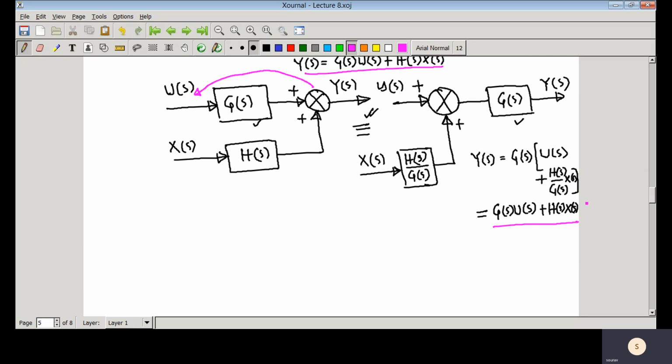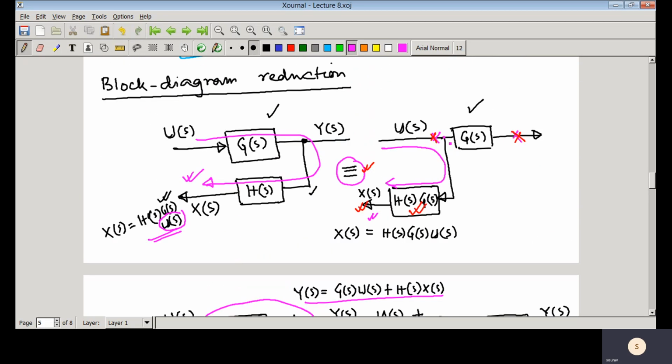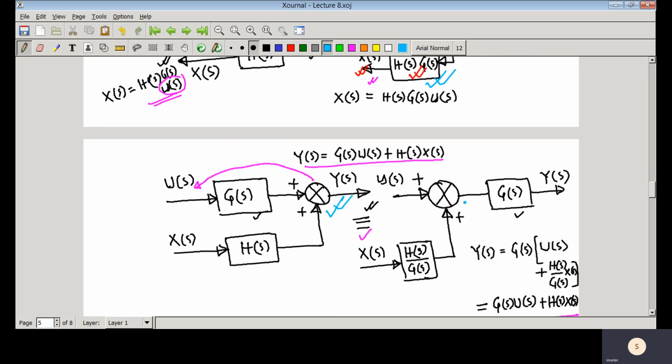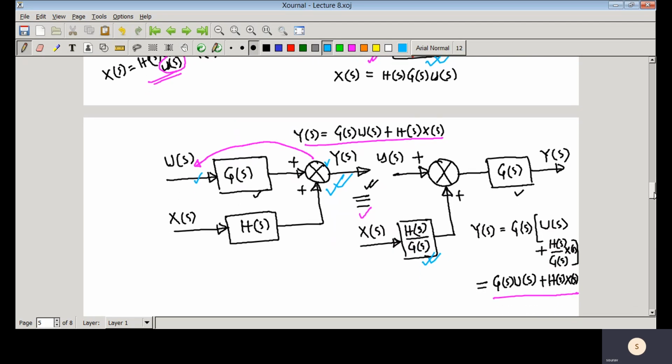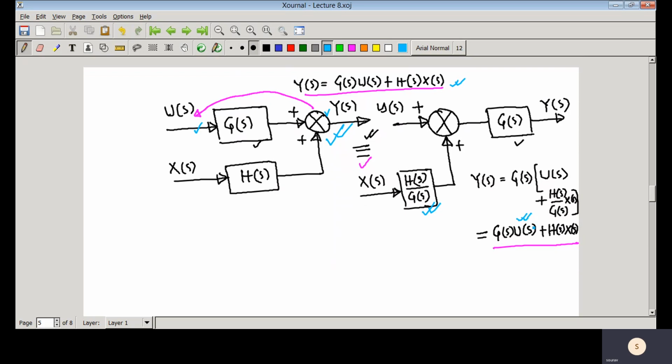So that means these two block diagram representations are equivalent, and we can see here that whenever you change that tapping position, in the revised block diagram there will be a product, and whenever you change the comparator position from this place to this place, then there will be one division. It is very easy to understand just by looking at that final expression. You need to make both the expressions the same, and accordingly you need to modify the block diagram transfer function.